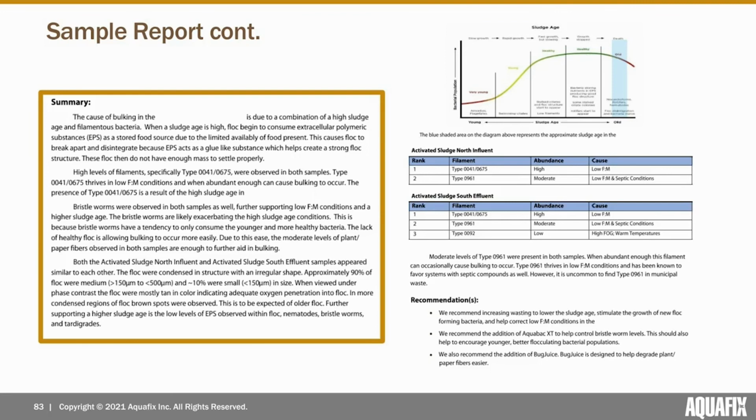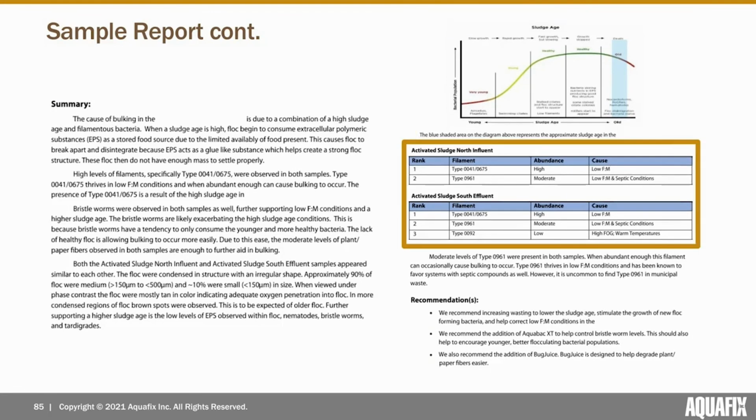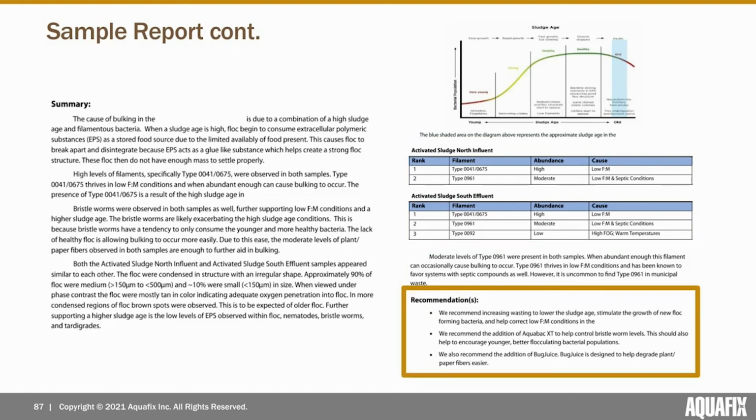Your approximate sludge age will be discussed in the summary, but it'll also be displayed on a diagram like the one that was referenced today. If any filaments are present within your system, we'll also have a reference table for their abundance and their cause, followed by a more detailed description of them and what conditions are likely triggering their presence in your plant. And then finally, we will provide treatment recommendations that are best suited for your plant.